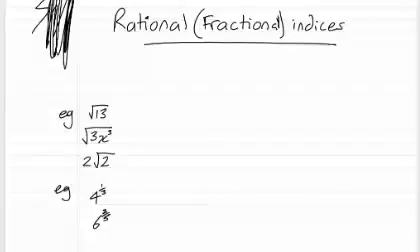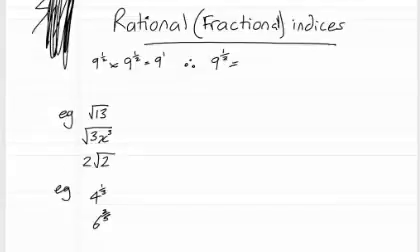Rational indices or fractional indices are effectively just surd form. We went through the reason in class, but really quickly, if you've got 9 to the power of a half, and you multiply by 9 to the power of a half, index law 1 says we've got 9 to the power of 1. That's 9. Anything that squares to give 9 must be the square root of 9. So therefore we can show that 9 to the power of a half is equal to the square root of 9, which is equal to 3.